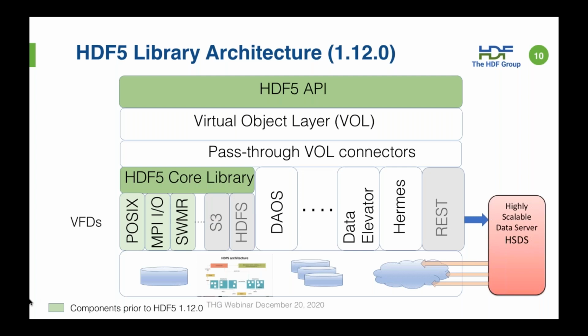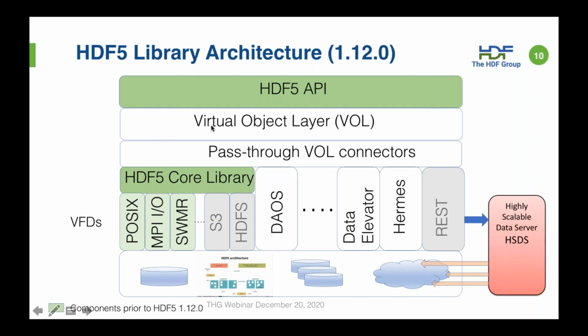So now I will be talking about the new library architecture that allows us really to extend HDF5 and access data stored not only on a POSIX file system, like it was designed for, but on any other type of storage. So what was done in HDF5 1.12, we added new layers into the library.